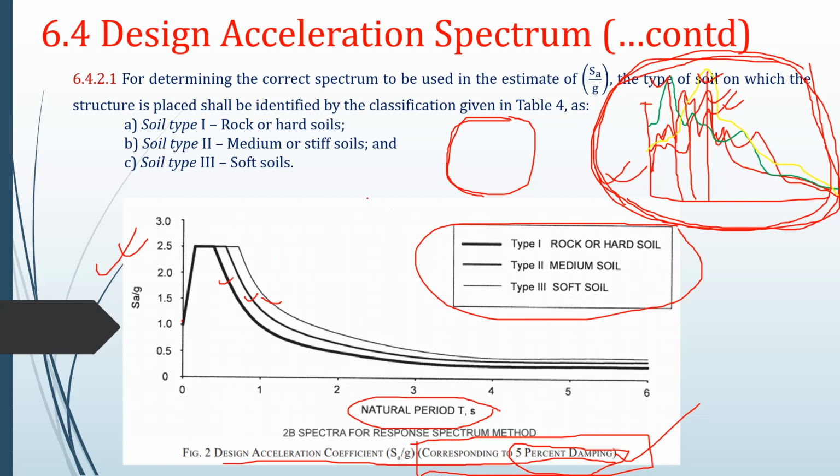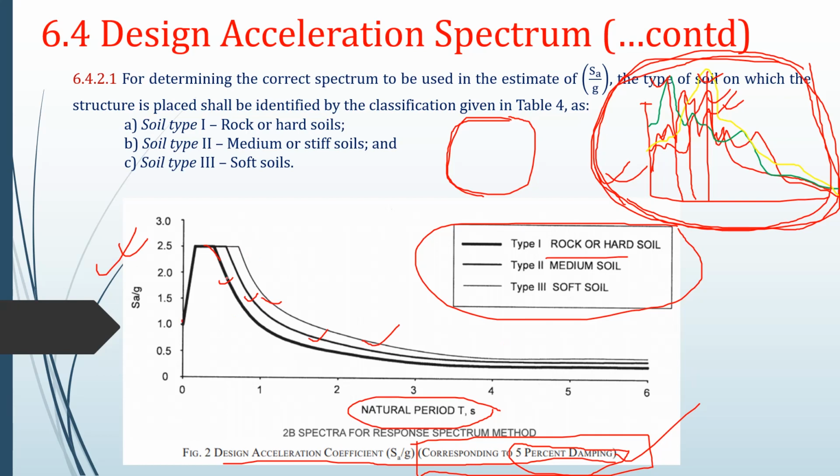So considering these different parameters, this spectrum is constructed for a particular site and based on other similar sites also. We have to perform statistical analysis to construct these design response spectrum curves. And as we talked about, this bold line represents the spectrum for rock or hard soil. This middle line represents medium soil, and this third line represents soft soil.